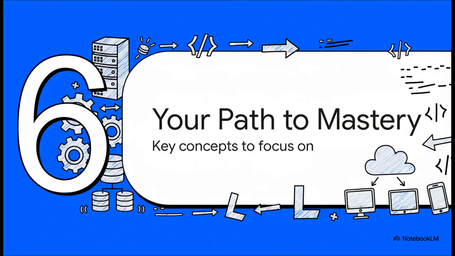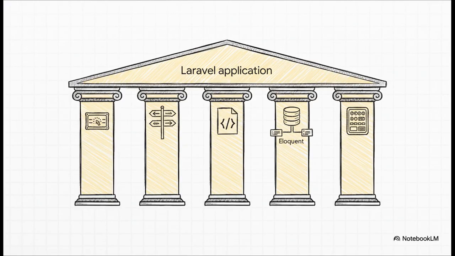Wow, we've covered a lot of ground here, from setup all the way to handling data. So as you start your own journey, what are the big ideas you really need to focus on? Your entire learning journey is really going to revolve around mastering these 5 core pillars. You've got your Artisan command line tool, your routing system, the Blade templating engine, the Eloquent ORM for your database, and your controllers to keep things organized. Think of these 5 as your main tool set. Each one is designed to make your development process faster and honestly a lot more fun.